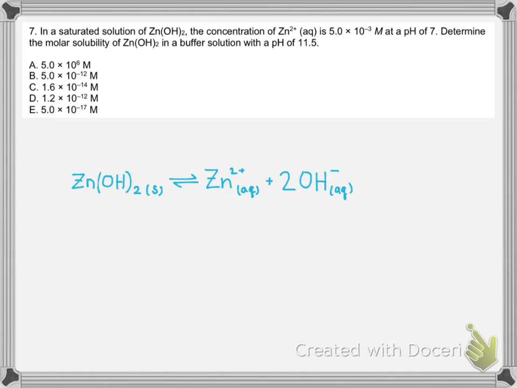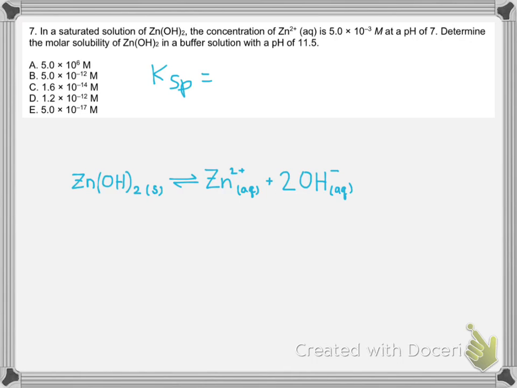So in number 7 we have a solution of zinc hydroxide, and they give us the concentration of zinc and the pH. They want us to figure out the molar solubility of this if we had a pH of 11.5. In this problem they don't give a KSP for the zinc hydroxide, so that's going to be my first step. I'm going to figure out what the KSP is using the first batch of information they've given me.